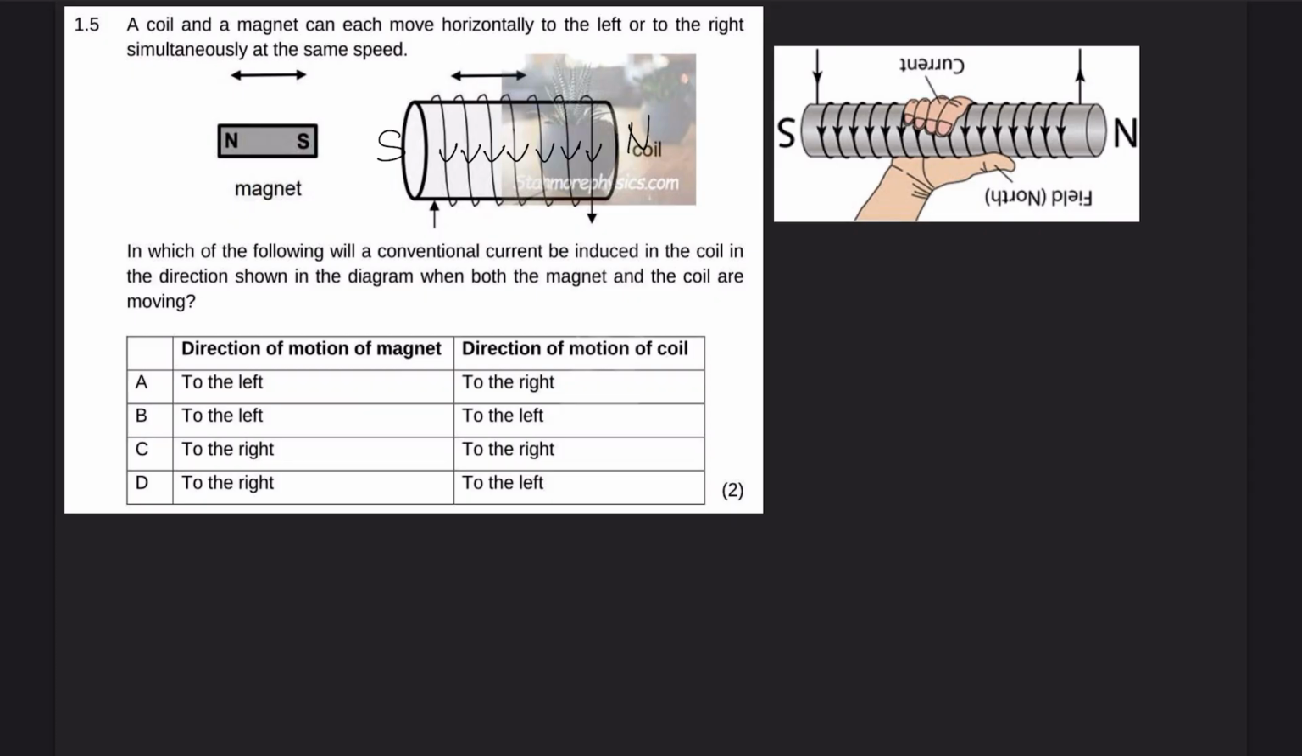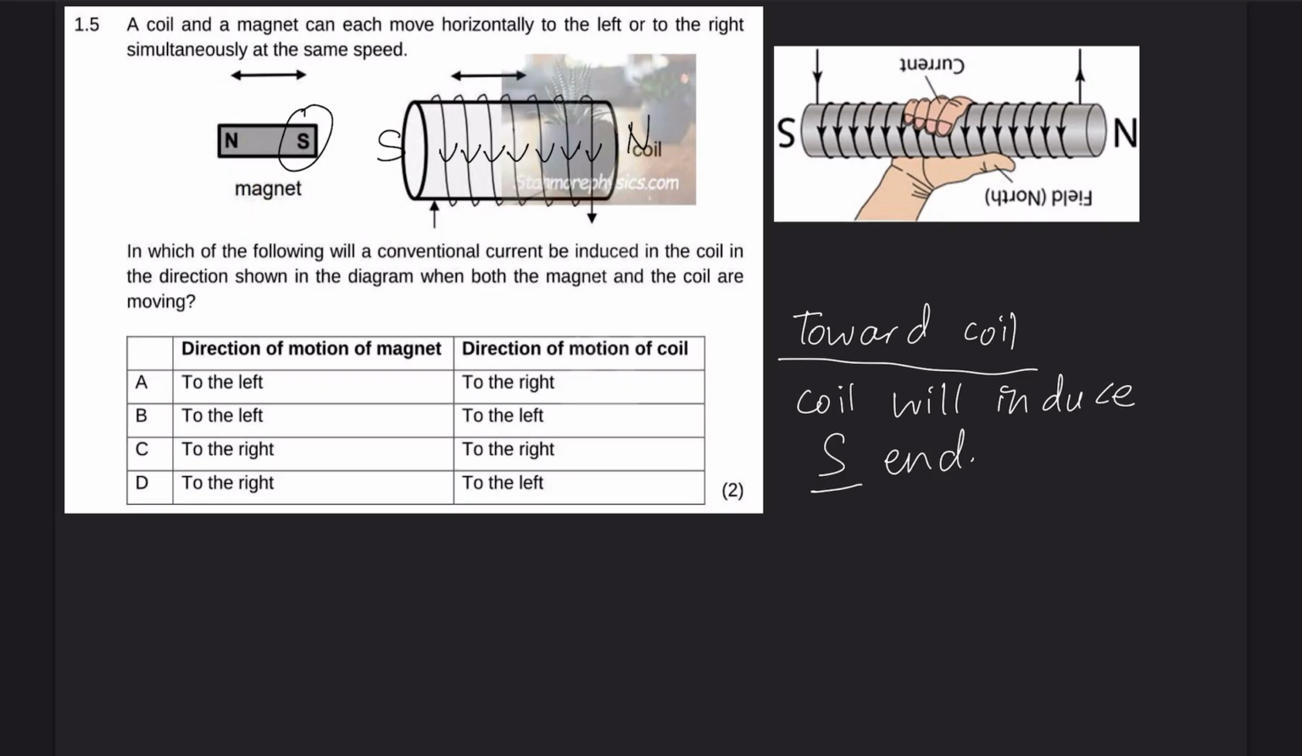So again, let's think about what happens when the magnet is moving toward this coil. When the magnet moves toward the coil, the south end of the magnet is moving toward the coil, so this end here. You could think of it like this: the coil does not want the magnet to approach it. So in other words, the coil will induce a south end. If the magnet is moving toward the coil, it is going to create a south end. That's what we want. So we know for sure that the magnet must be moving to the right. So we have option C and option D.